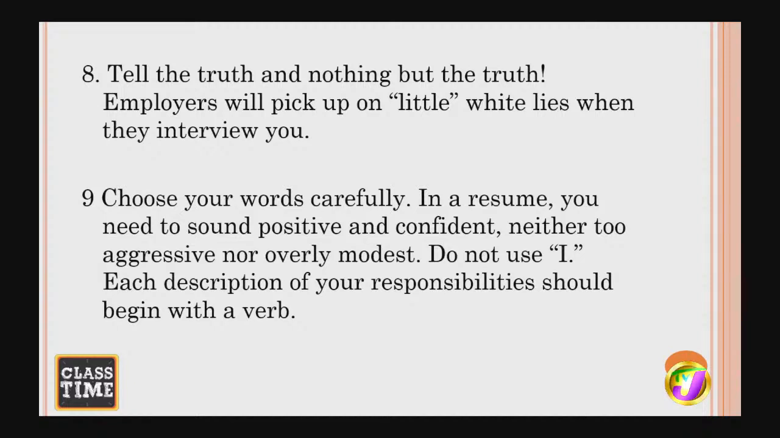8, tell the truth and nothing but the truth. Employers will pick up on a little white lie when they interview you. 9, choose your words carefully. In a resume, you need to sound positive and confident, neither too aggressive nor overly modest. Do not use I. Each description of your responsibilities should begin with a verb.